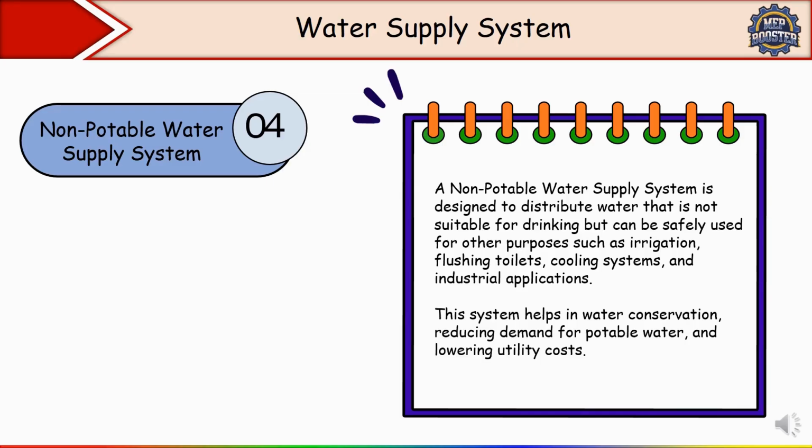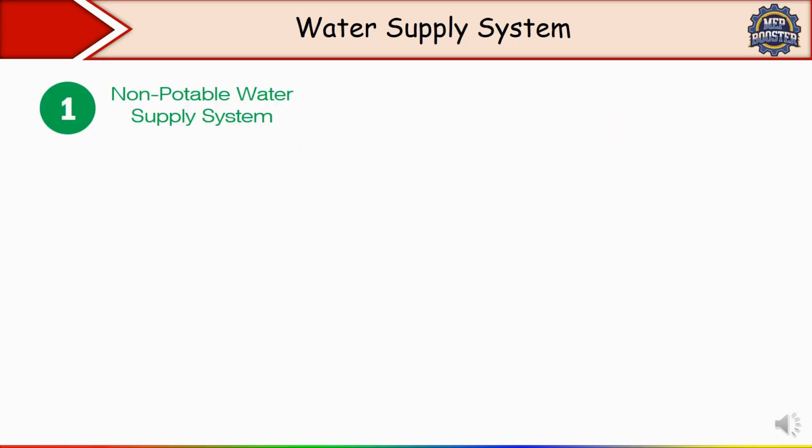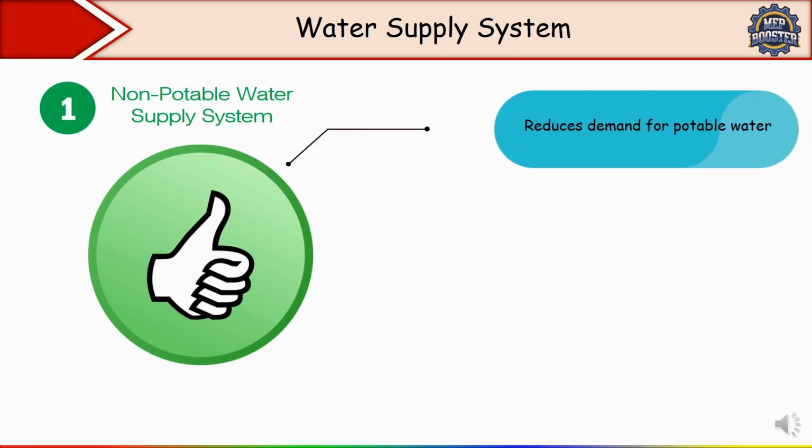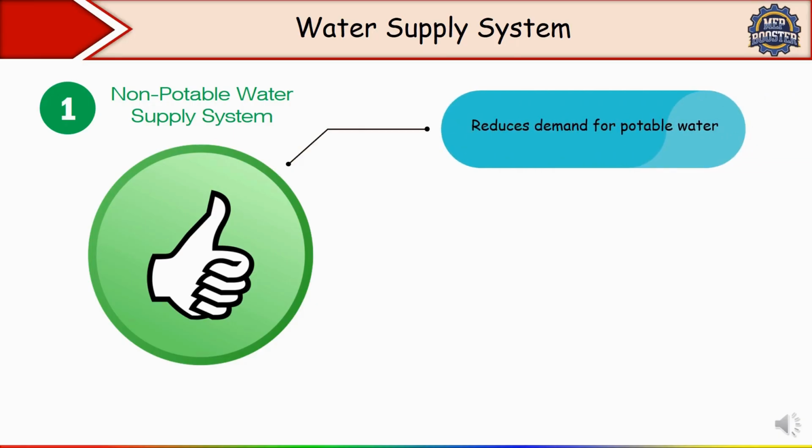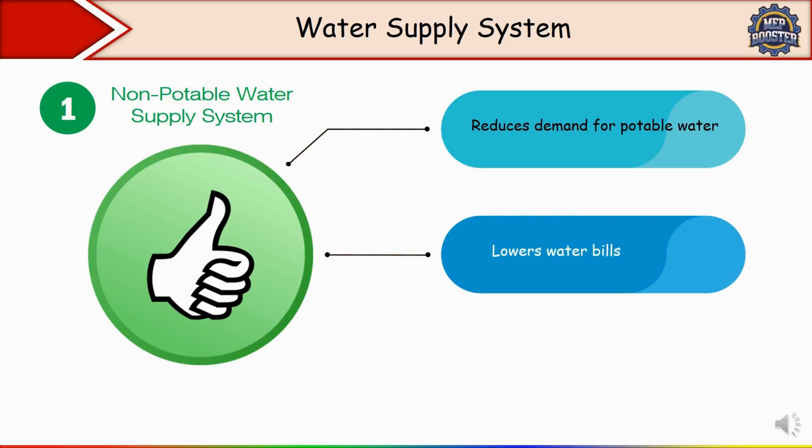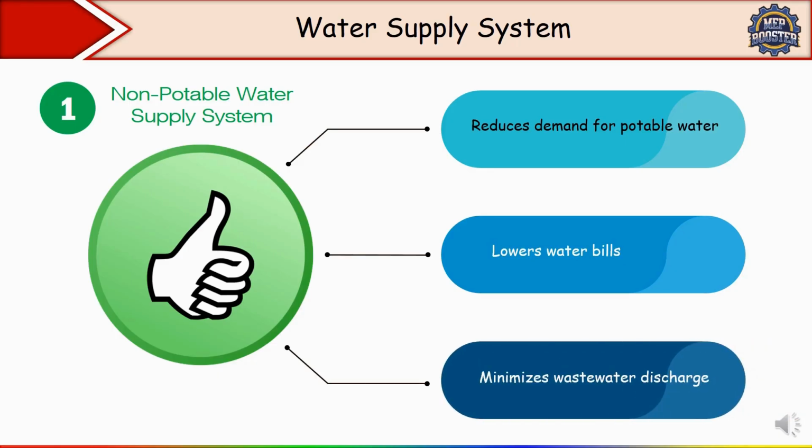This system helps in water conservation, reducing demand for potable water and lowering utility costs. Is it clear? So here some advantages of the non-potable water system are given. The first advantage is that it reduces demand for potable water and also helps conserve fresh water. Second, lower water bills for residential, commercial and industrial users. And then it minimizes wastewater discharge into sewers and treatment plants. Is it clear?